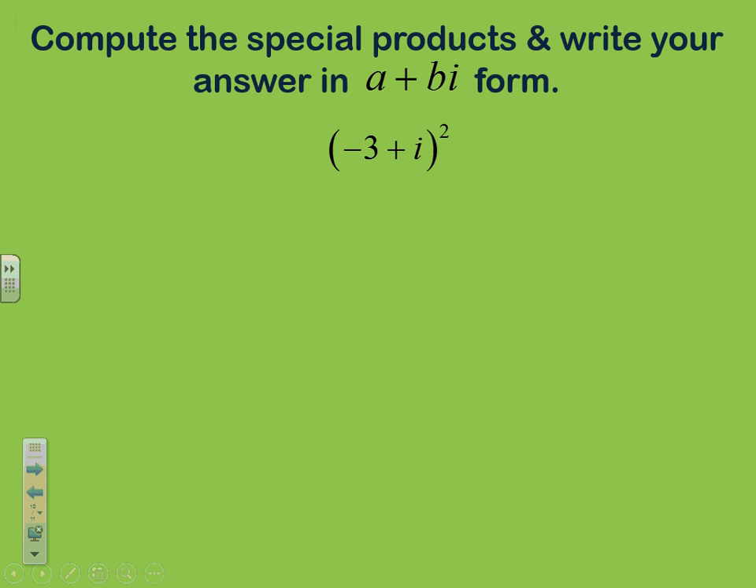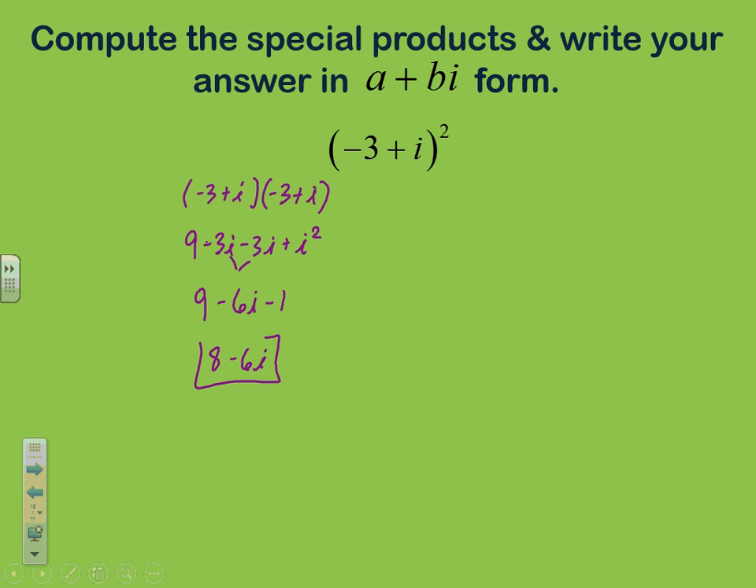Again, square it. So we have negative 3 plus i times negative 3 plus i. And the negative 3's multiplied together give me a positive 9. Then I'm going to get minus 3i, and then another minus 3i, and then positive i squared. So the like terms, again, come from the middle two. So I'm going to get 9 minus 6i, and then the i squared becomes a negative 1. So that's going to give me 8 minus 6i as the final simplified answer.